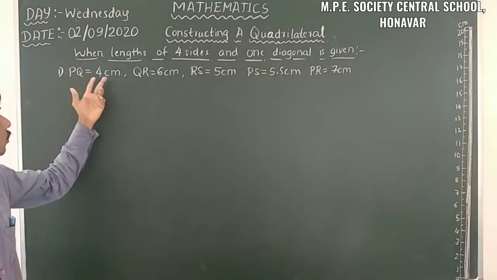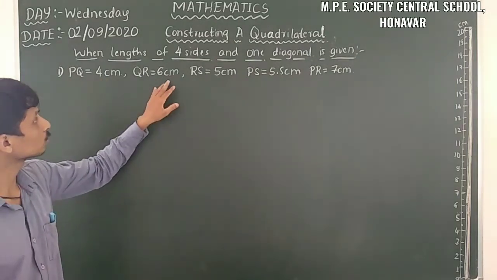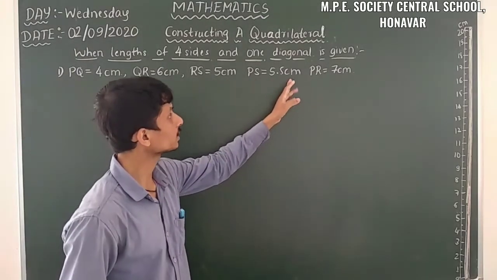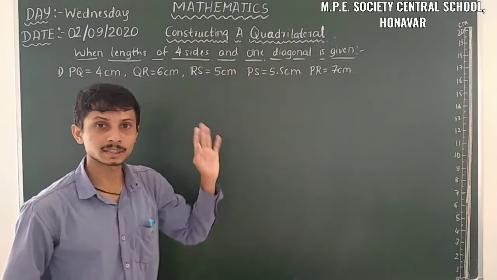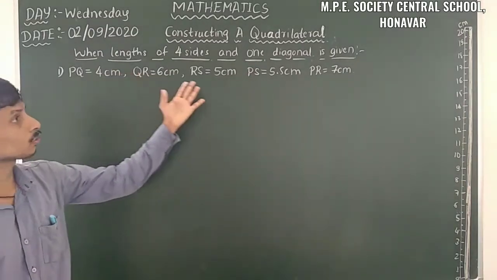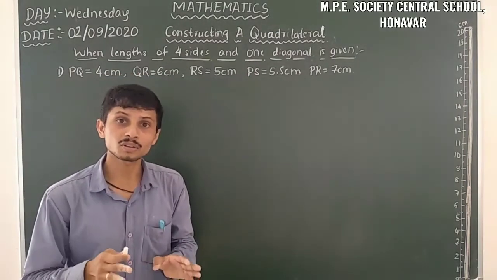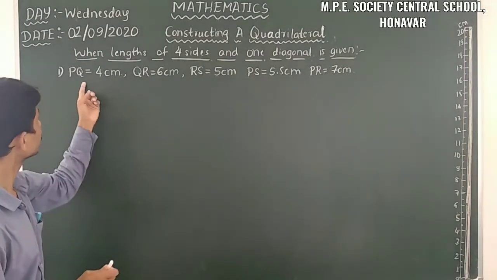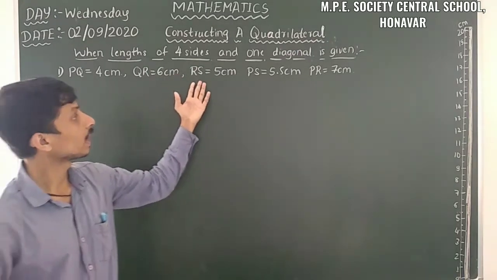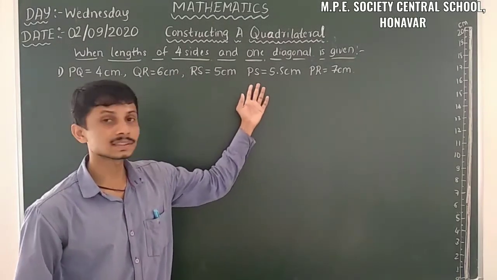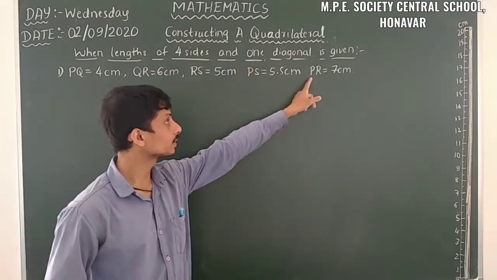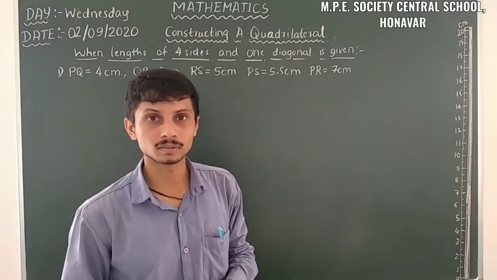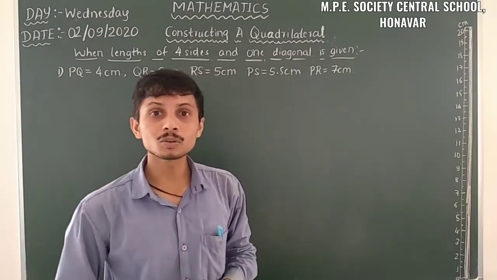What are the given things here? Just observe: PQ is equal to 4 cm, QR is equal to 6 cm, RS is equal to 5 cm, PS is equal to 5.5 cm, PR is equal to 7 cm. Here PQRS is the quadrilateral, and we have to construct it. Four sides are given: PQ, QR, RS, and PS, and one diagonal is given, that is PR equal to 7 centimeters. So we have to go to the procedure.